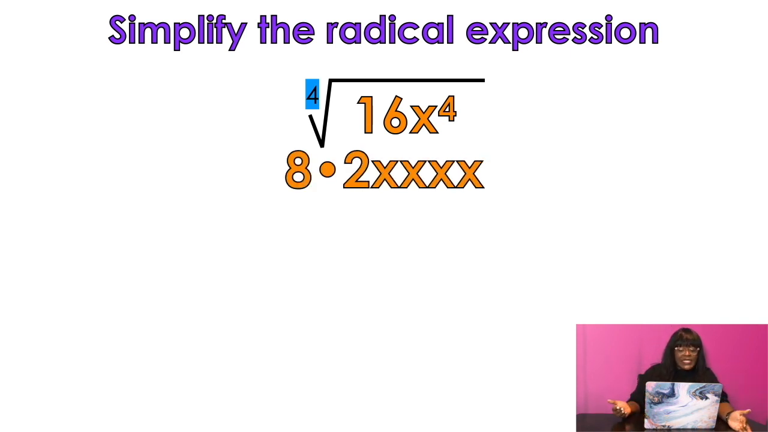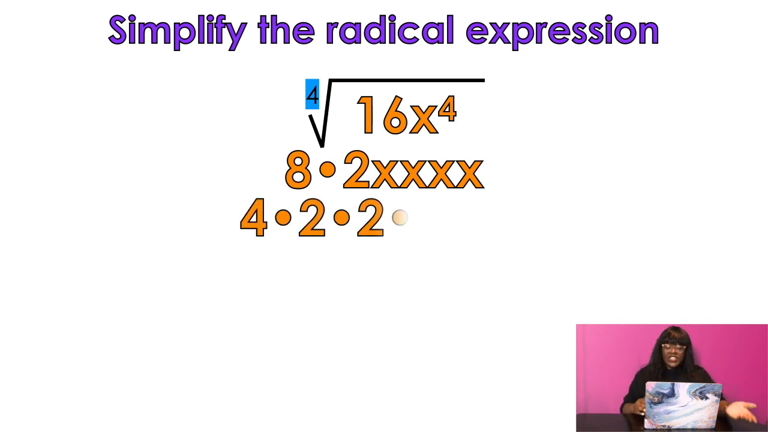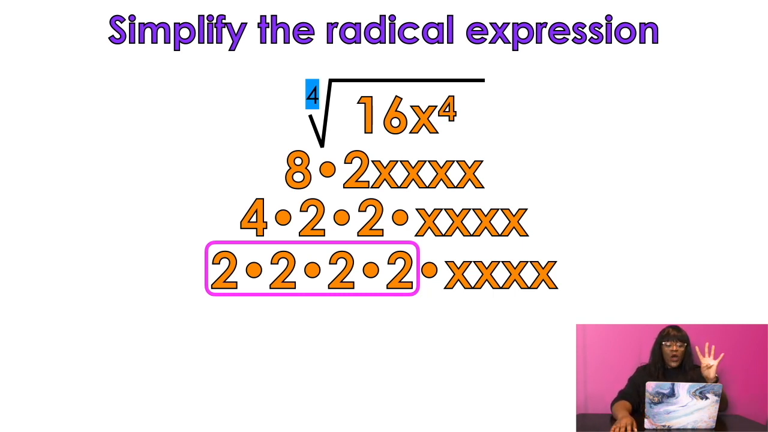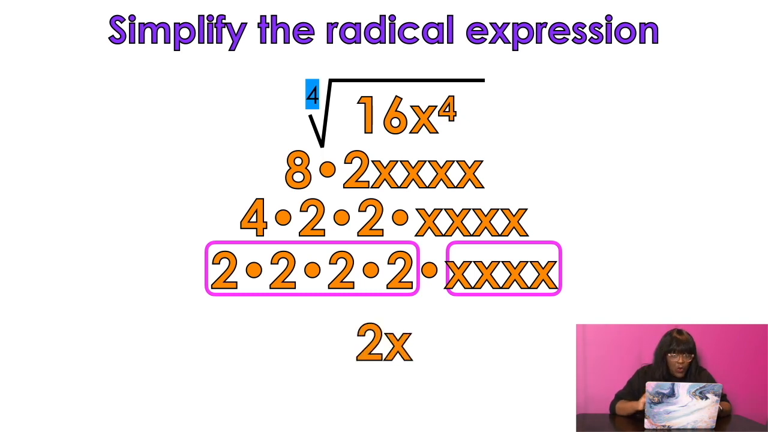Again, I'm going to break apart 16 into 8 times 2. You could have done 4 times 4. You still get the same answer because when I break that apart and then break it apart again, I'm going to get 2 times 2 times 2 times 2 and then 4 x's. We're making groups of 4 because it's a 4th root. So everything gets circled. What happens when everything gets circled? Nothing is left under the radical. There's no more radical. 2x is my final answer.